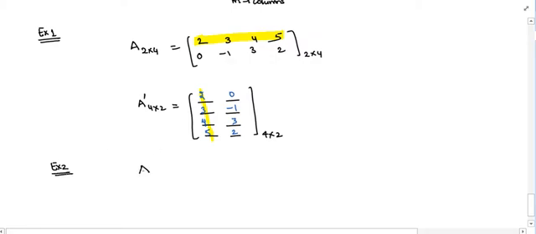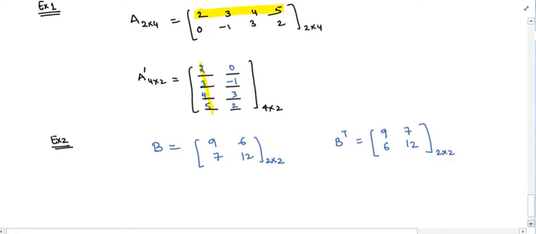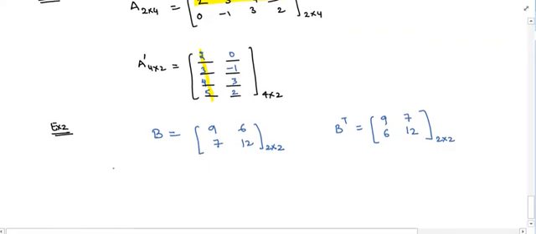Let's take another example. If we have a matrix, let me use another name, I'm always using A. If we have a matrix B of order 2 by 2, then the transpose of B will again be a matrix of order 2 by 2. What will happen? Rows become columns, columns become rows. 9, 6, 7, 12. It will become 2 by 2. Finish. Now let's move to the next concept, the determinant of a matrix.